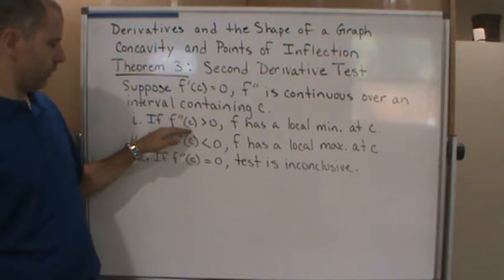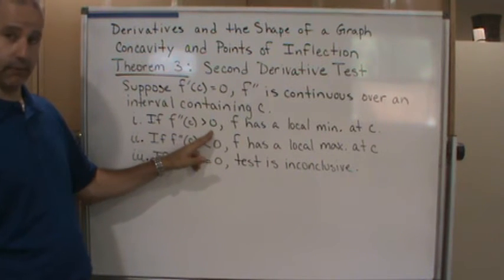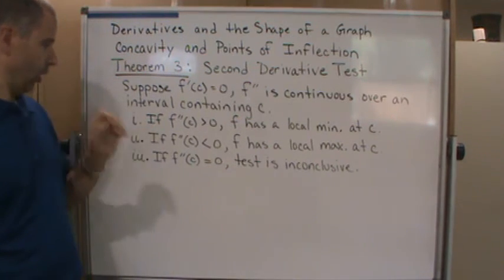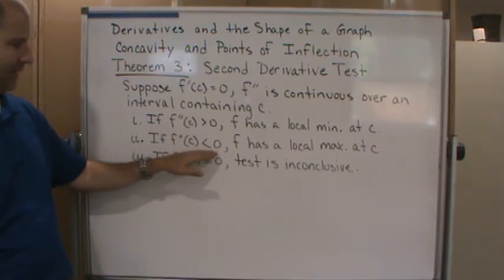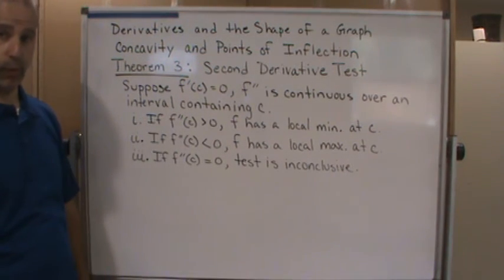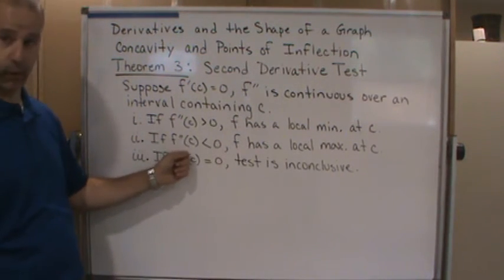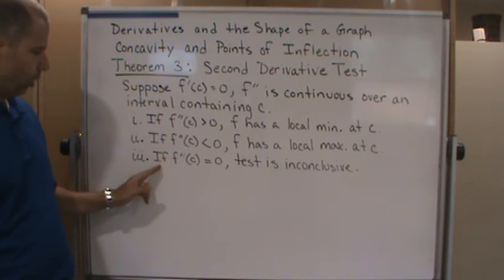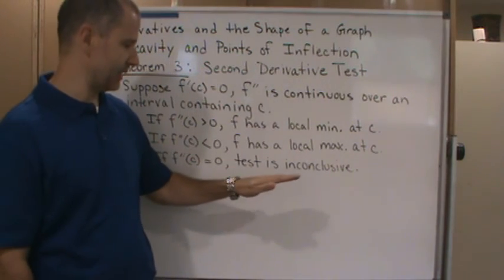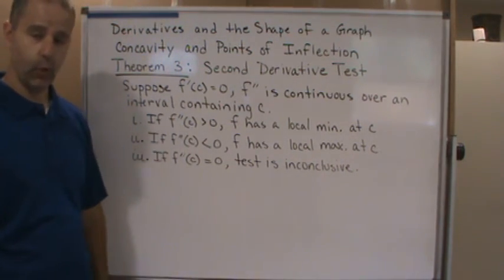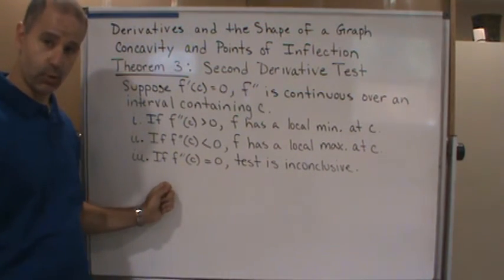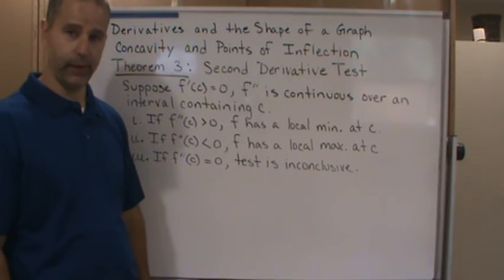Either the second derivative at c is going to be positive, which is going to tell us it's a local minimum at c. Or the second derivative is going to be negative at c, which is going to tell us it's a maximum point because it's concave down at that critical point. Or the second derivative at c is going to equal 0, which tells us that the test is inconclusive. So we don't know. So at this point, what we have to do is go back to the first derivative test and test it at that point.